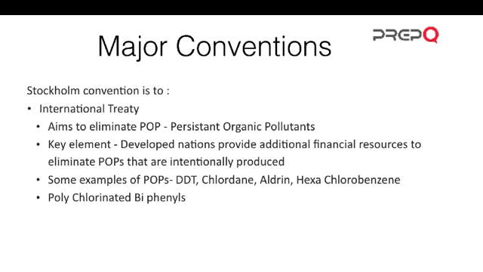So these are persistent organic pollutants. Next, now some of the major conventions here. Stockholm Convention, it's an international treaty that aims to eliminate the production of POPs, and the key element in this convention was that developed nations had to provide additional financial resources to eliminate POPs that are intentionally produced, which means that are manufactured or that are anthropogenic. Anthropogenic means here produced by human effort. Some examples of POPs: DDT, chlordane, aldrin, hexachlorobenzene, polychlorinated biphenyls. So you need to remember Stockholm Convention aims to eliminate persistent organic pollutants.